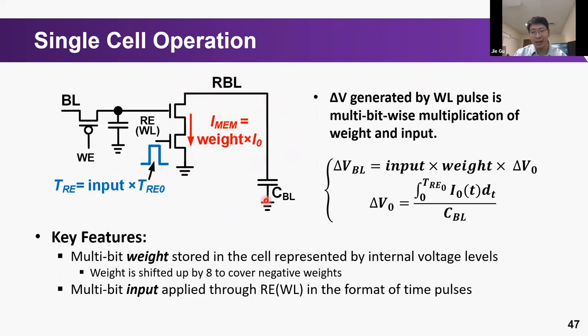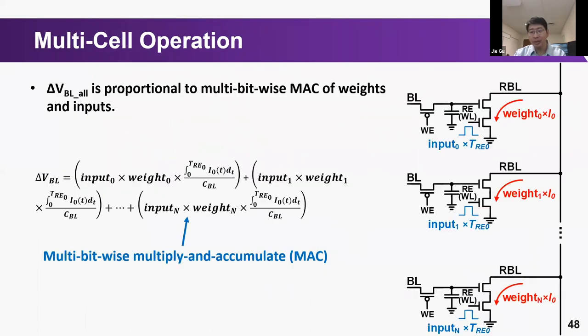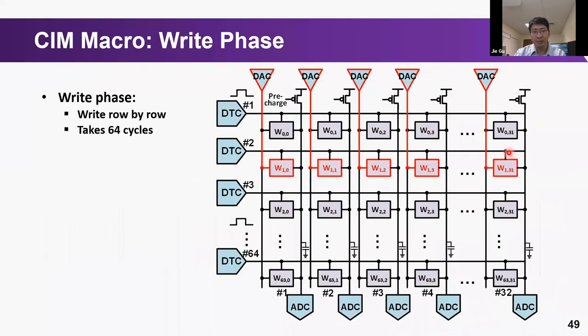So we can do the multiplication inside the memory using this simple discharging operation of the bit-line voltage. In a typical array, we have multiple cells in each column sharing the bit-line, so we can do the accumulation. So the MAC operation is replaced by this simple analog discharge operation. This is how we do the MAC in our array.